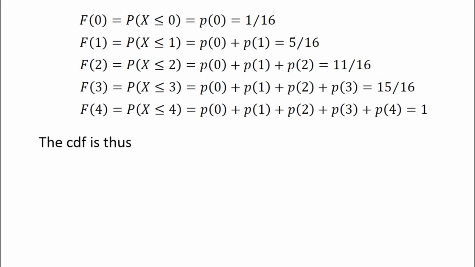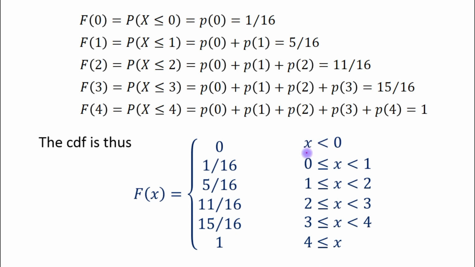The CDF is thus: when x is less than 0, F(x) will be 0. When x is greater than or equal to 0 but less than 1, it will be F(0), that is 1 by 16. When x is greater than or equal to 1 but less than 2, it will be F(1), which is 5 by 16. When x is greater than or equal to 2 but less than 3, it will be F(2), which is 11 by 16. When x is greater than or equal to 3 but less than 4, it will be F(3), which is 15 by 16. And the last one is when x is greater than or equal to 4, then F(x) will be equal to 1, which is F(4), that is 1.